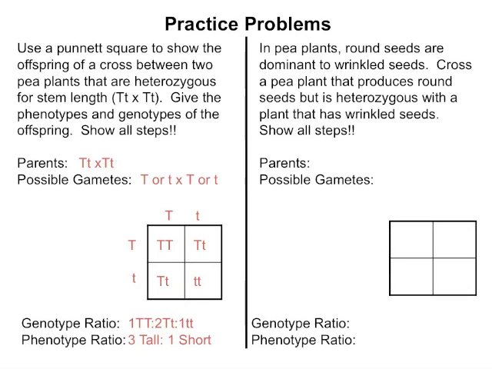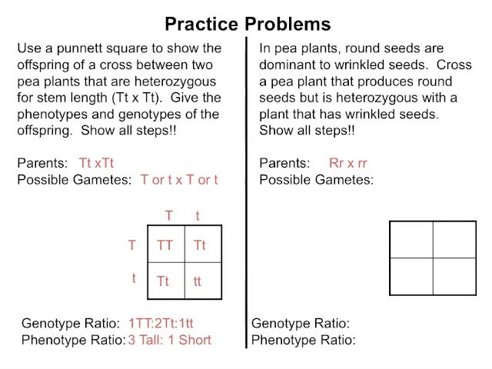For the next problem, round seeds are dominant over wrinkled seeds. Cross a pea plant that produces round seeds but is heterozygous with a plant that has wrinkled seeds.